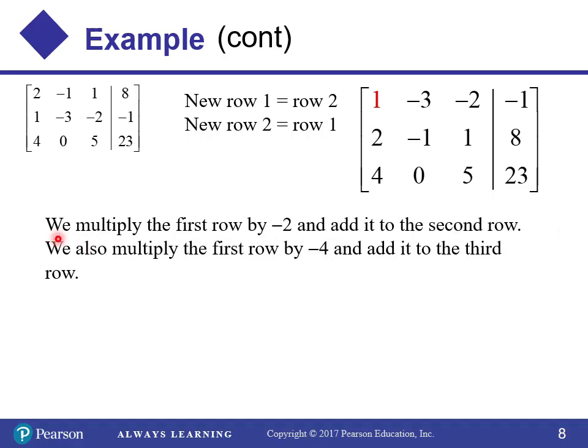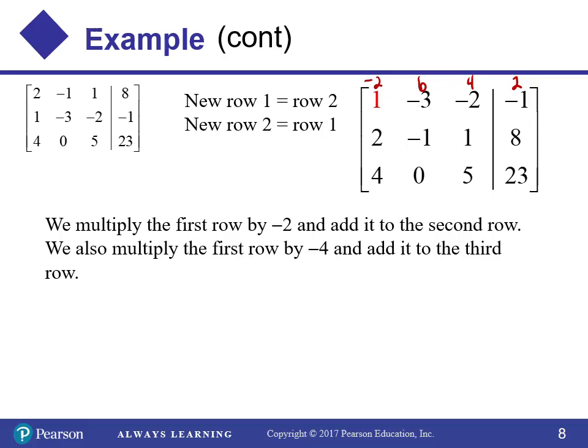Then, in order to get a 0 in this slot, which is what you want next, you get a 1 here and a 0 here. So we're going to take our first row, multiply it by -2, and add it to the second row. If it's helpful, sometimes I write the result right above it. So this gives me a -2. -2 times -3 gives me +6. -2 times -2 gives me +4. -2 times -1 gives me +2.